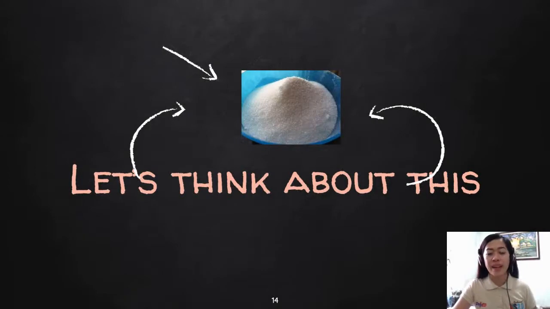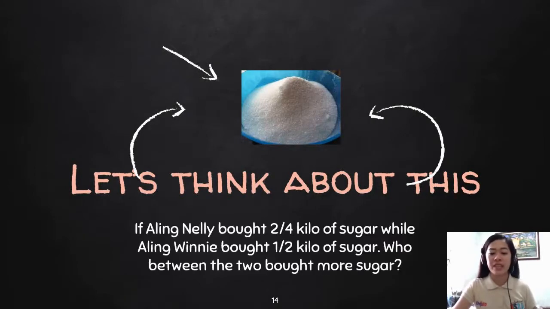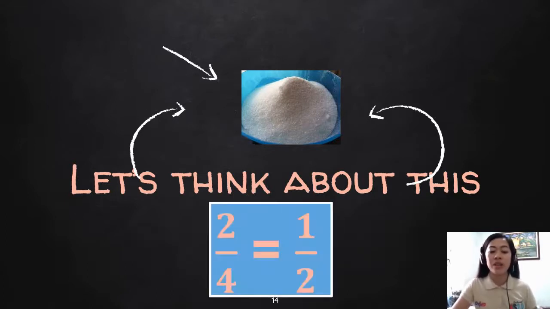Okay, going back to let's think about this. If Aling Nelly bought 2/4 kilo of sugar, while Aling Winnie bought 1/2 kilo of sugar, who between the two bought more sugar? So the answer is both. Parehas si Aling Nelly and Aling Winnie ng dami ng biniling asukal because 2/4 is equivalent to 1/2, or 1/2 is the lowest term of 2/4.